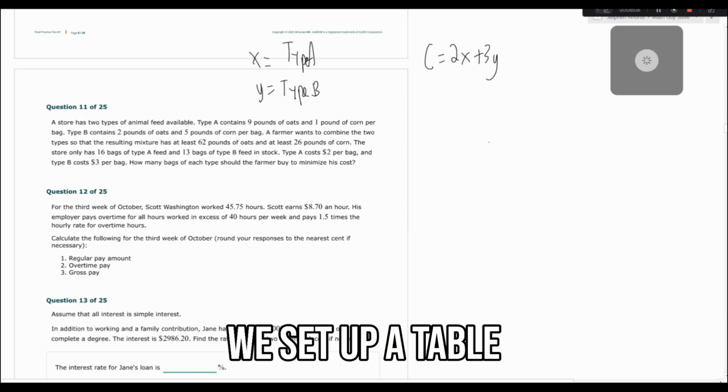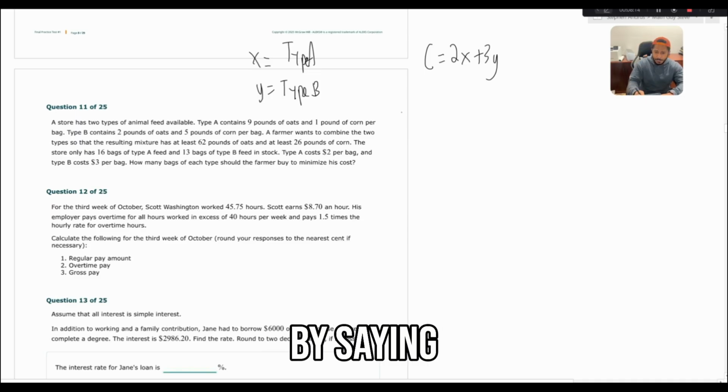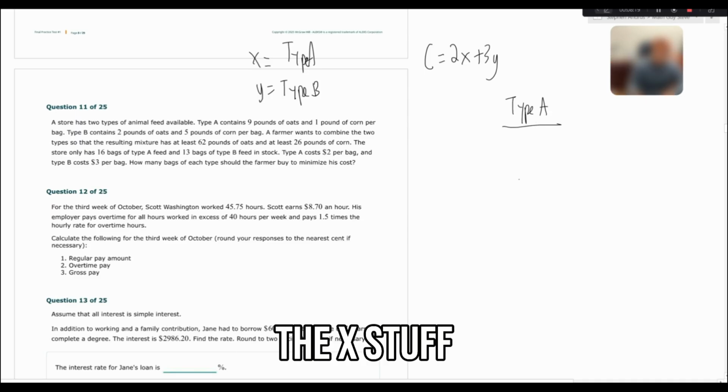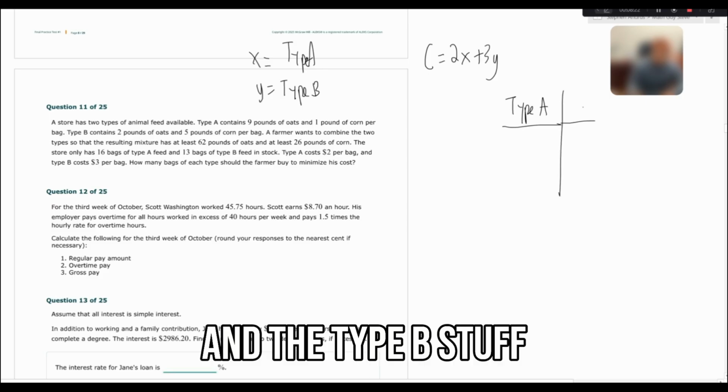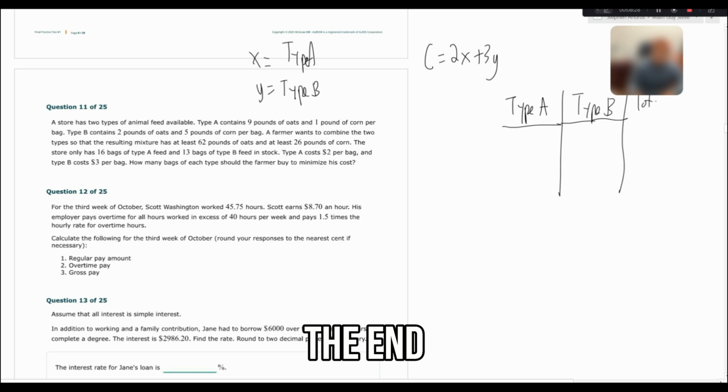Now we set up a table here. The type A stuff, the x stuff, we put all here, and the type B stuff, the y stuff, we put all here. And then this will be our totals at the end.